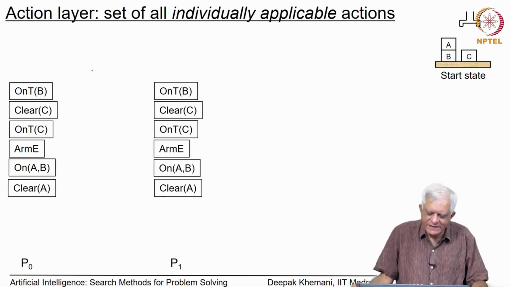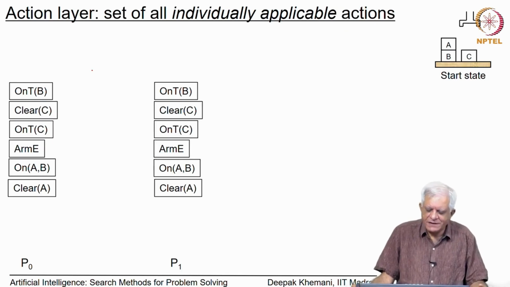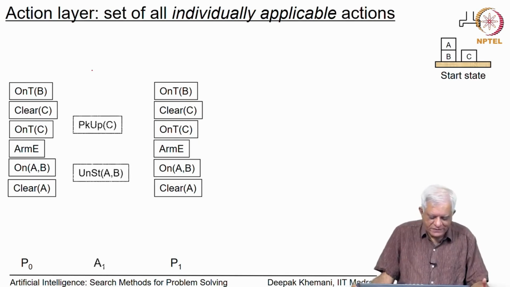Now, let us consider the actions which are different from no op actions, basically which do something, which change something in the domain. Now, we saw that in this particular stage there are two actions which are applicable, that you can unstack A from B or you can pick up C. So, we must add those two actions to the first action layer.